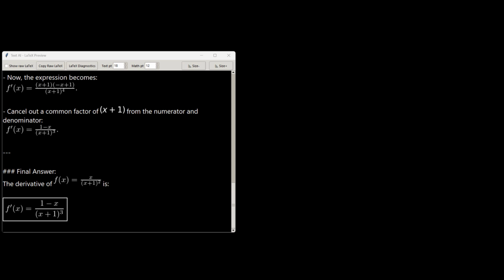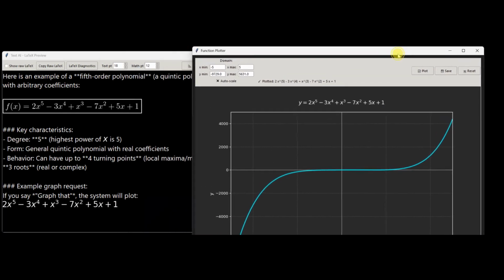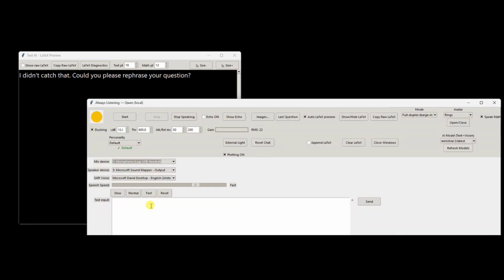Show a 5th order polynomial. Oops, let's do it. Show a 5th order polynomial. Here is an example of a 5th order polynomial, a quintic polynomial with arbitrary coefficients. Stop. Graph that. Plotting the function. There it is.